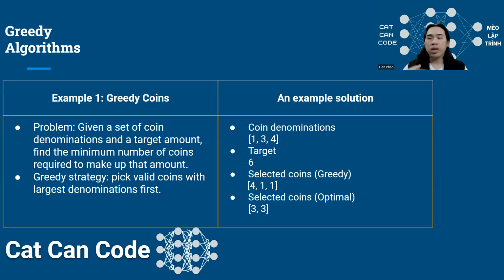I need 2 $3 coins. Then that will give me the optimal solution where I only need 2 coins instead of 3 coins. So the greedy strategy here doesn't guarantee an optimal solution, but it's really straightforward, easy to understand, and quick because it doesn't look ahead. It doesn't look into different options for the whole path. It only looks at the next available option and chooses the best one. And the best one is the coin with the largest amount, right? So 4 and then 1 and 1.